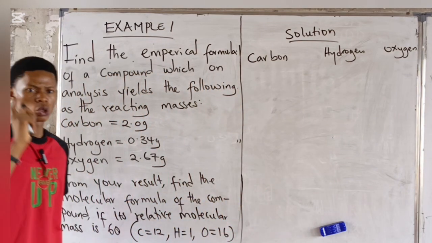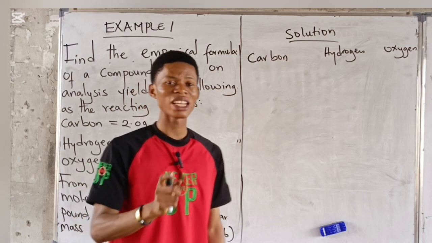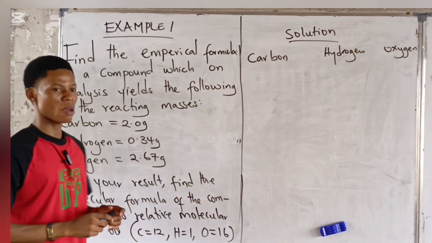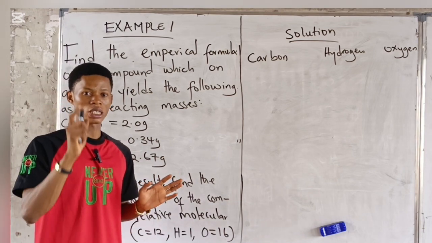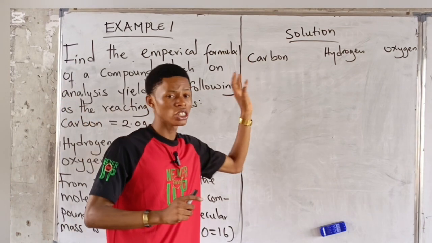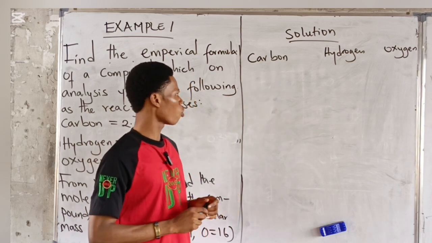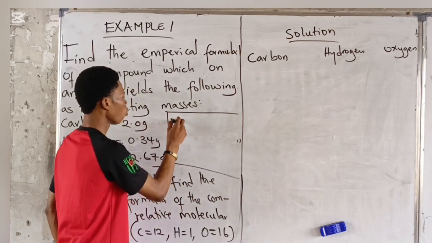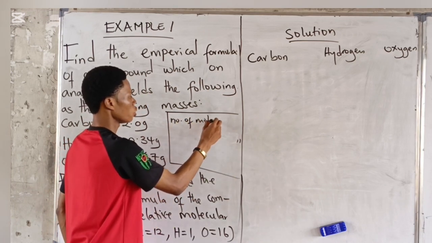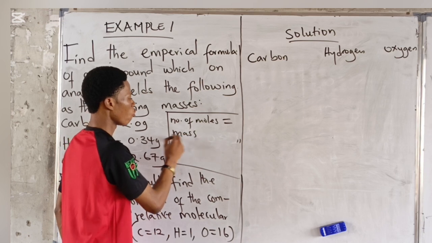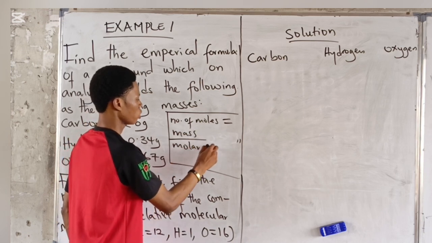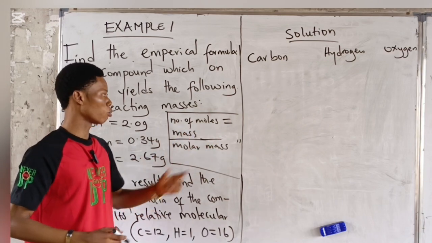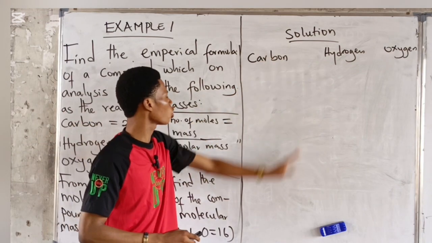The very first thing you ought to do anytime you see a question like this is to find the number of moles of the individual elements. That's the very first thing you ought to do when calculating empirical formula. So the first thing is calculate the number of moles of each element in that compound. And you recall that number of moles is equal to the mass over the molar mass. So this is the formula for calculating number of moles. We're going to be using this to calculate for each of these elements.